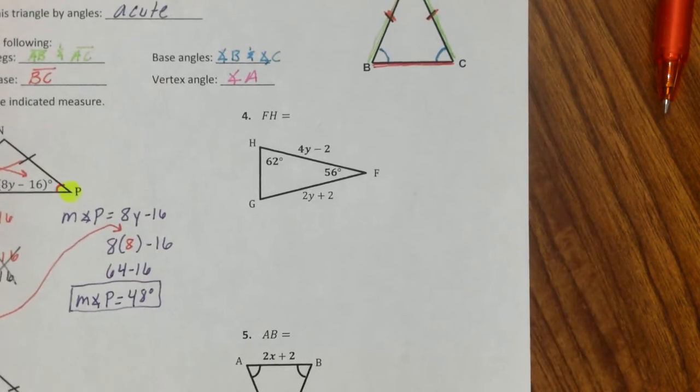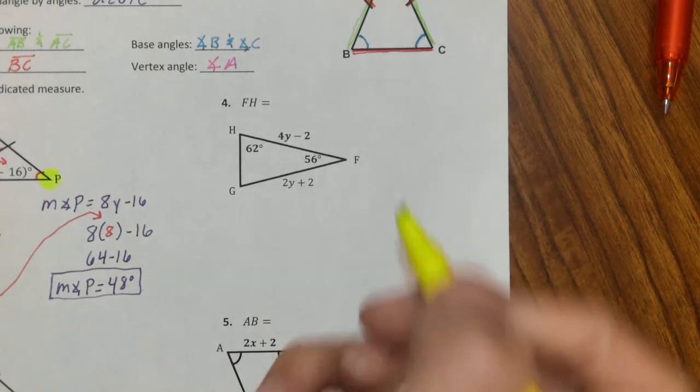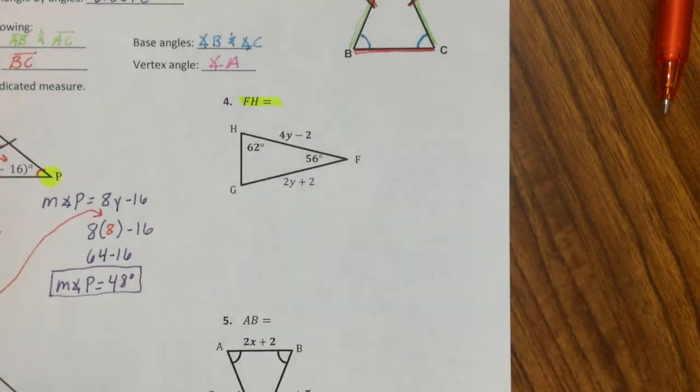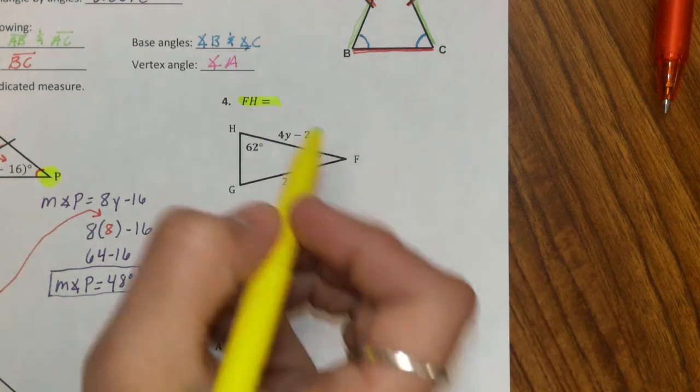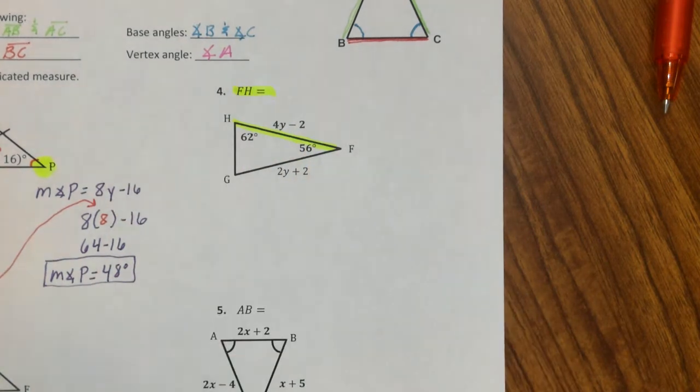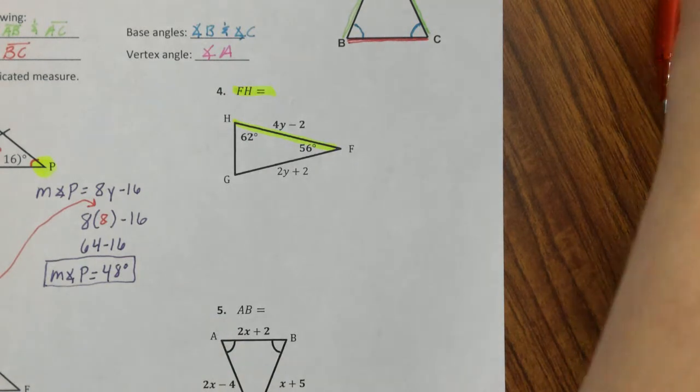Next, let's talk about the sides. Again, in this problem, solving for the variable is not going to be good enough. We want to find the length of FH. So that's going to be this side right here. So we'll have to substitute in afterwards.